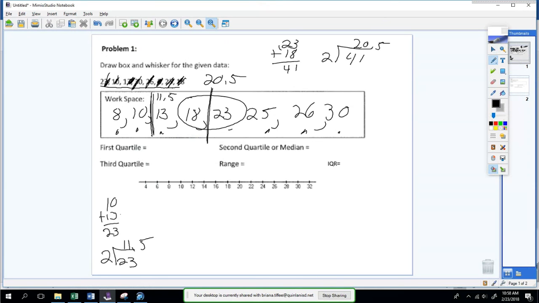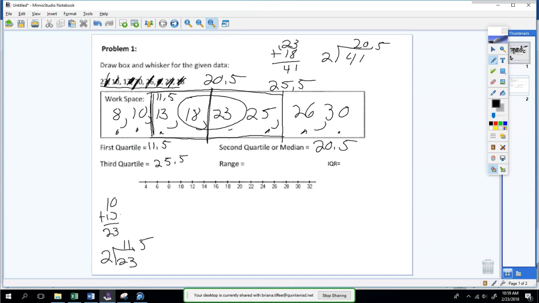Then we do the same thing for the upper quartile. I'm going to draw a line there. It's between 25 and 26, and that's just 25.5. What we just did is create our box. If I connect these lines, it creates our box. Our first quartile is 11.5, the median of the lower quartile. My third quartile is 25.5, the median of my upper quartile. And my second quartile is also called the median, which we found first, 20.5.